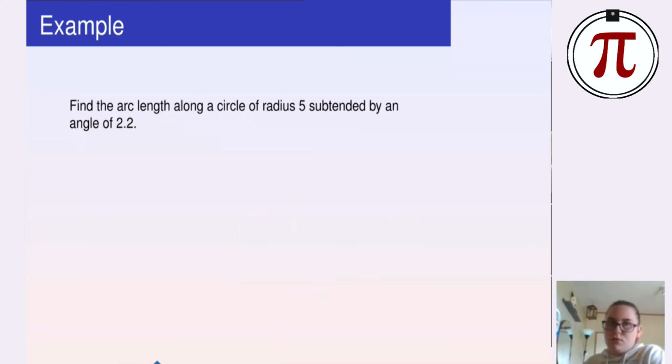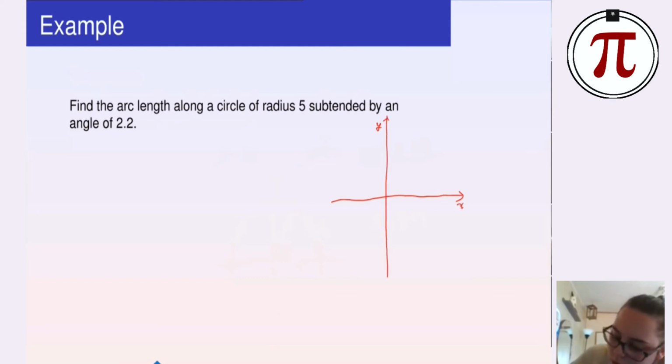Find the arc length along a circle of radius 5 subtended by an angle of 2.2. Very good. All right, thank you very much. Okay, so let's just sketch this one first. It's better to have a sketch of the angle.